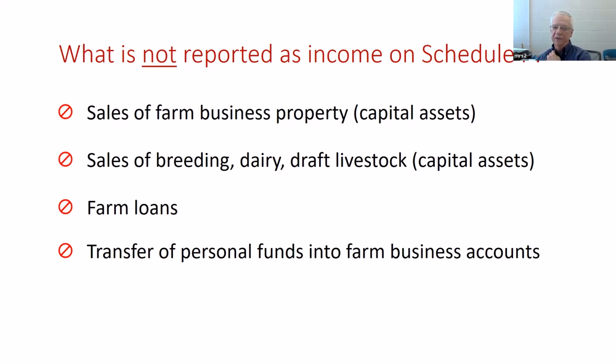assets. This is one of the biggest mistakes we see with CPAs and others who are unfamiliar with agriculture. They treat the sales of cull animals and dairy animals that are held for breeding purposes or dairy purposes as ordinary income on Schedule F, and it's not. It's capital sales of assets, and we'll talk about those briefly in a few moments.